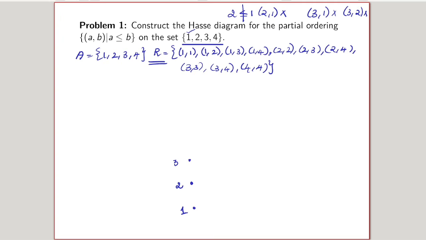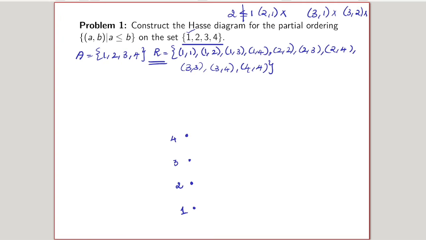Next one, we are going to fix the element 4. Observe that 1 is related to 4, 2 is related to 4, 3 is related to 4 and similarly 4 is related to 4. We are going to place this 4 above all the entries. Now we have to put the edges.